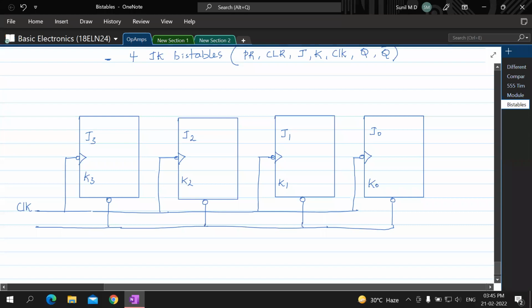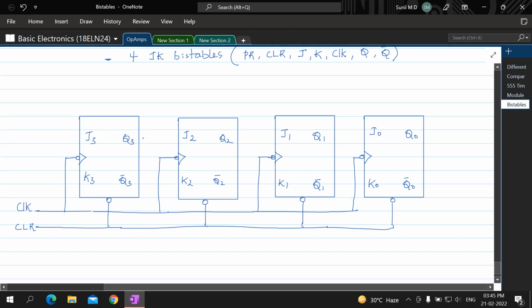So this is a clear pin, CLR. Fine. Then here, let's have Q3 and Q3 bar, here Q2 and Q2 bar, Q1, Q1 bar, Q0, Q0 bar. So this is how the things are.